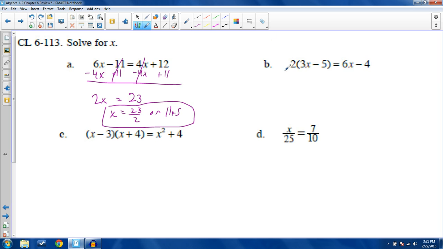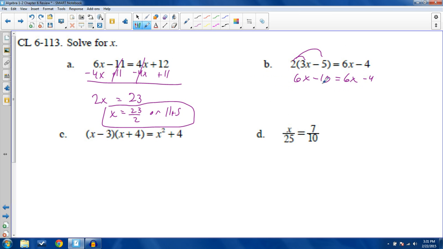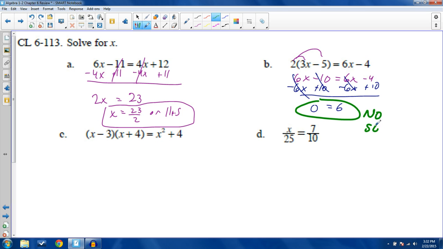B, distribute. 2 times 3x, 2 times negative 5. We'll get 6x minus 10 equals 6x minus 4. Something seems a little sketchy about this one. 6x minus different things, that doesn't make sense. Isolate, subtract 6x from both sides. Add 10 to both sides if you'd like. And we get 0 equals negative 4 plus 10, which is 6. 0 equals 6. That doesn't make any sense. That's no solution. No matter what value you substitute for x, these will always cancel each other out, and the statement itself is not true, which means there is no solution.